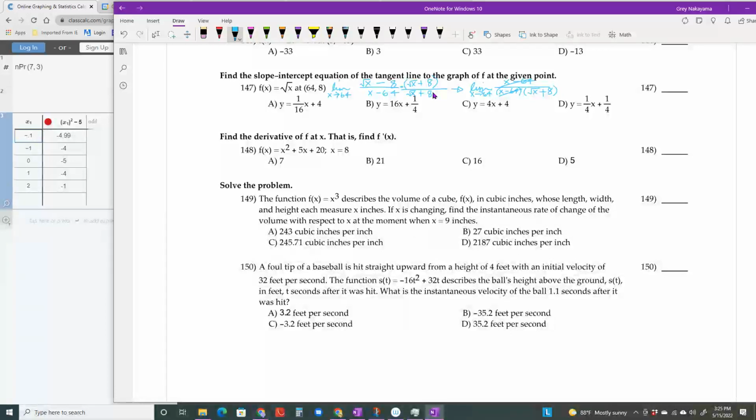All right, I'm left with a 1 on top. So when I plug 64 in for x, the square root of 64 is 8. So that gives me 1 over 16. That is the slope of my tangent.